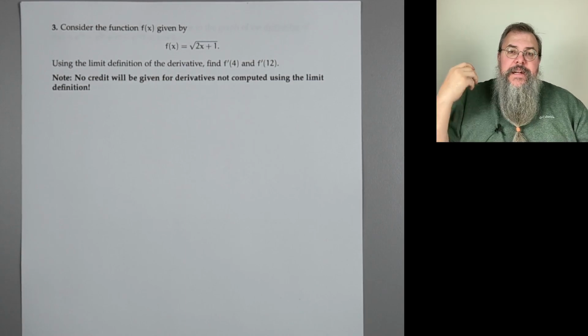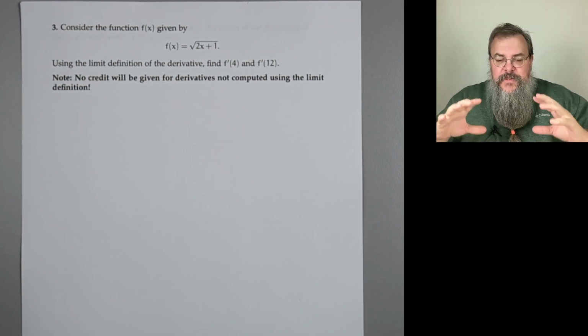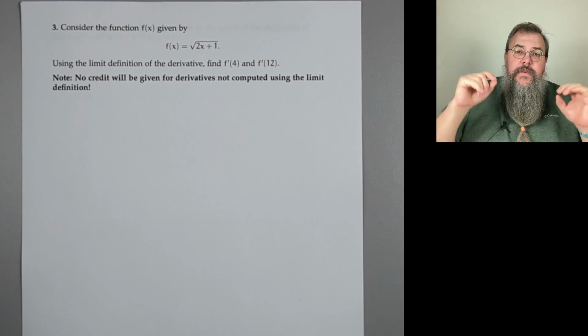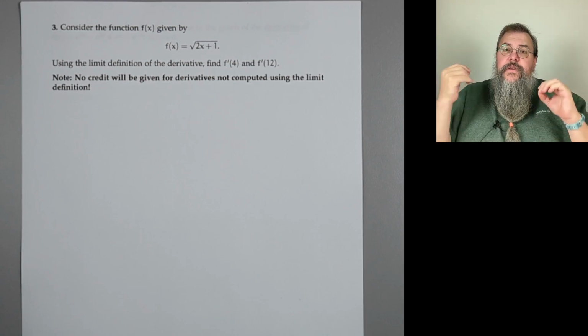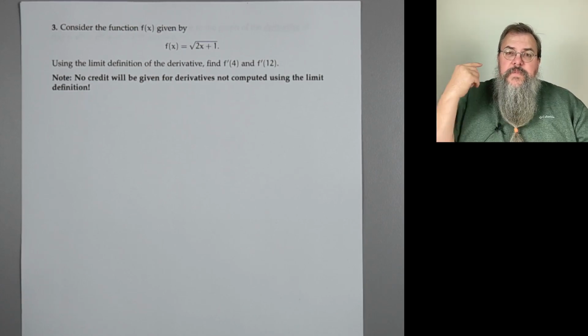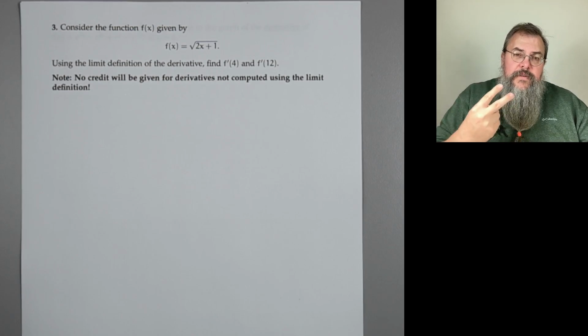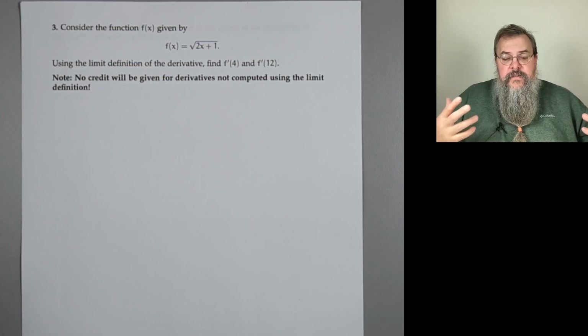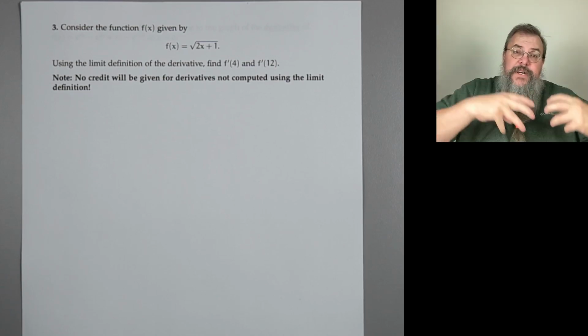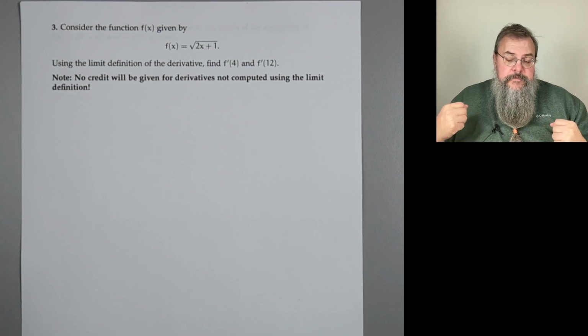Okay, now let me talk for a second here before I jump in. Notice that we're asked to find the derivative at points. So we have two options. We can either find the derivative at point 4 and then separately find the derivative at point 12 and then not have to deal with x. Or we can do a generic find the derivative and then plug in 4 and plug in 12.